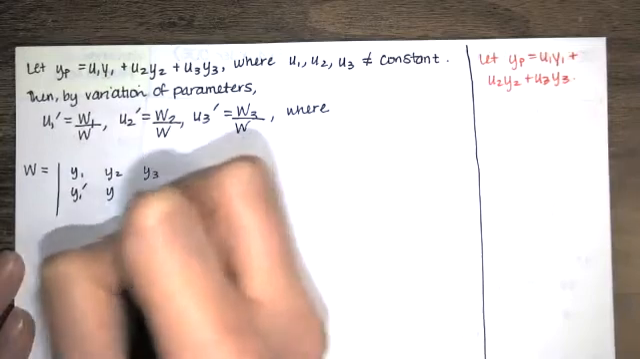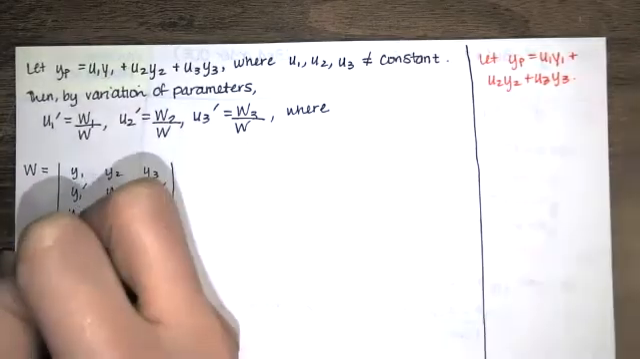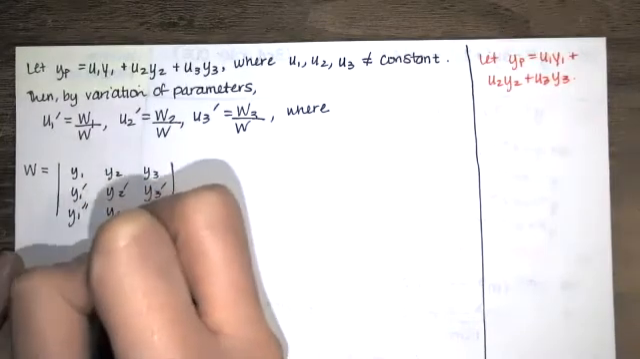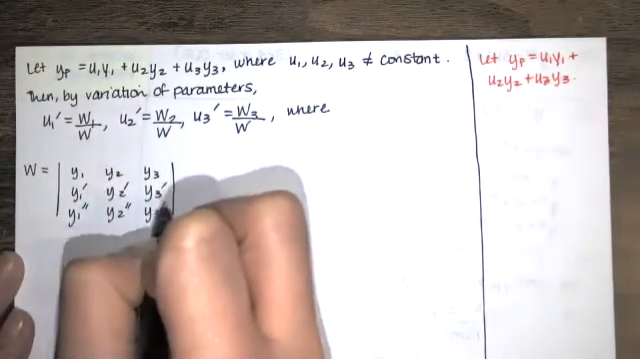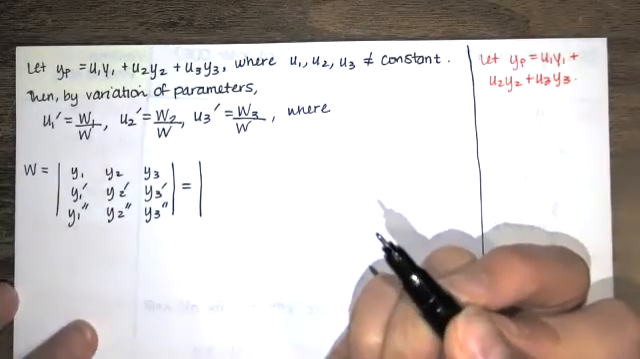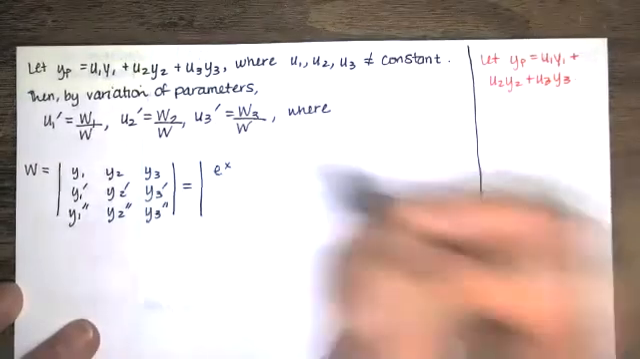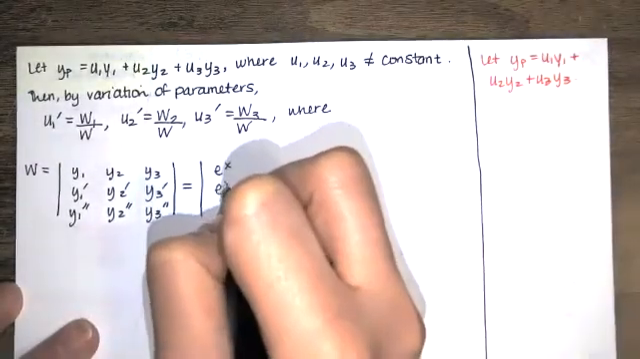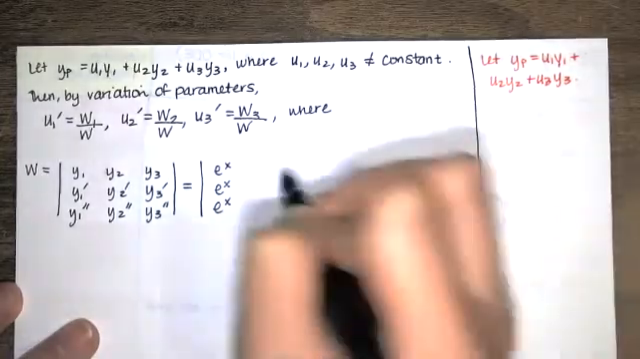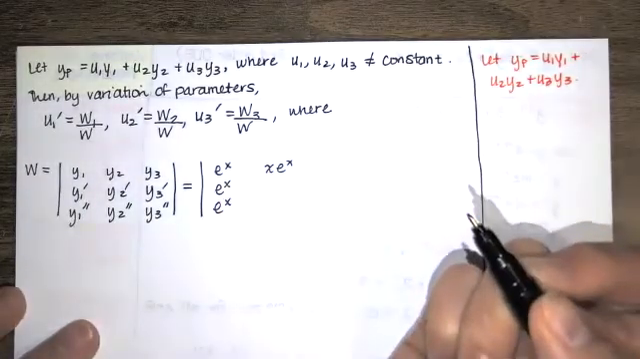So you've got those 3 linearly independent solutions in the top row, and you take their first and second derivatives to make a 3 by 3 matrix, and then you evaluate that determinant. Now in our case, our first solution was e to the x. So the first and second derivative of e to the x are e to the x.